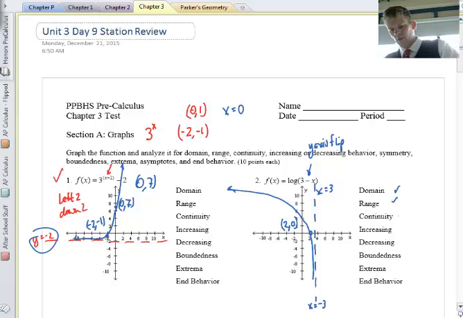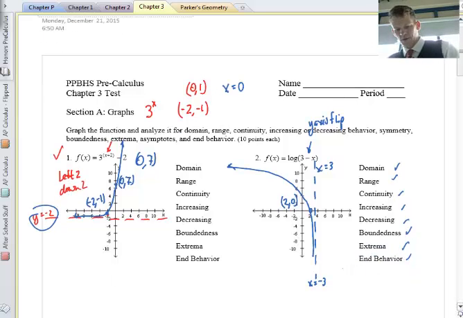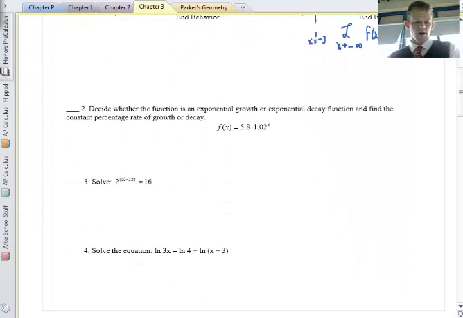So remember to answer all these questions about domain and range and boundedness and end behavior. Remember, end behavior has to be done with limit statements. So this function here would have the limit as x goes to -infinity, the function would equal infinity, and there would be no limit on the right-hand side because the function doesn't go beyond that asymptote.